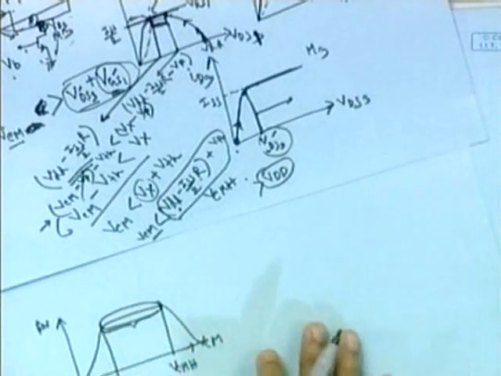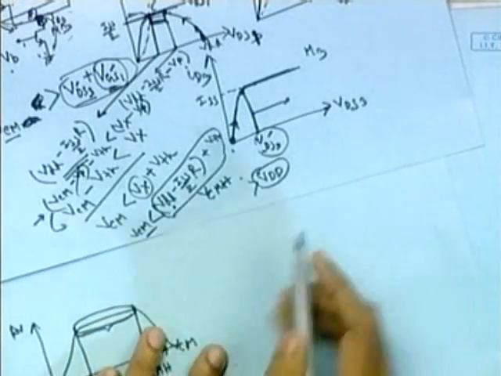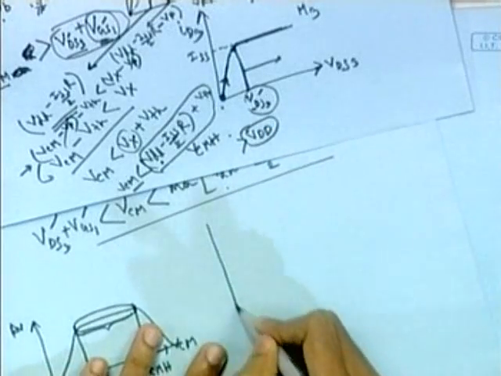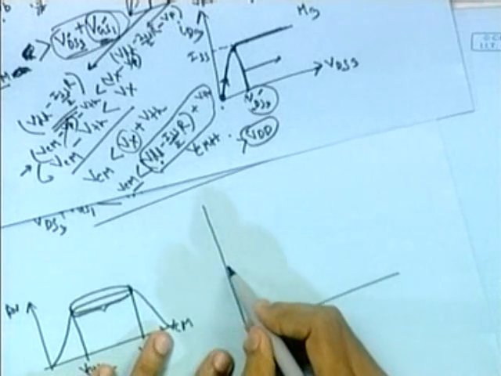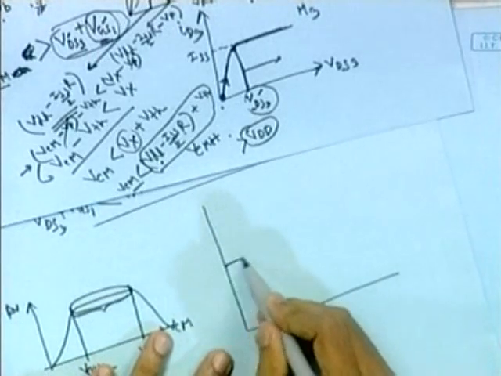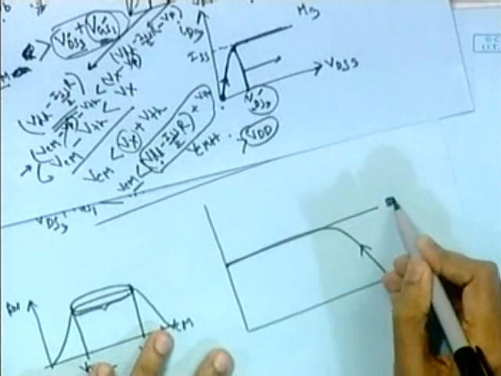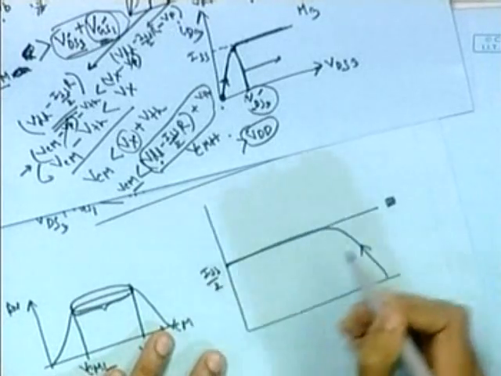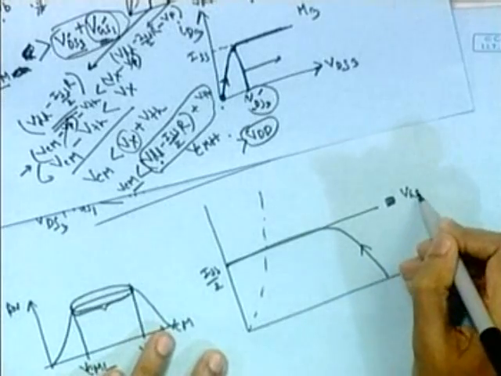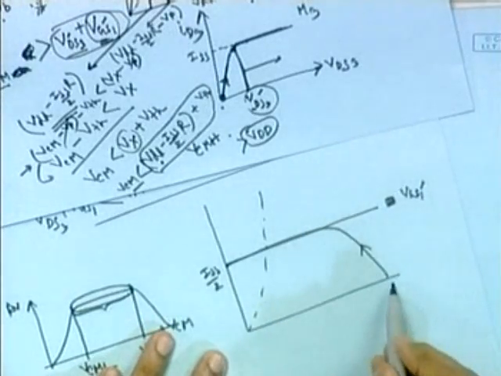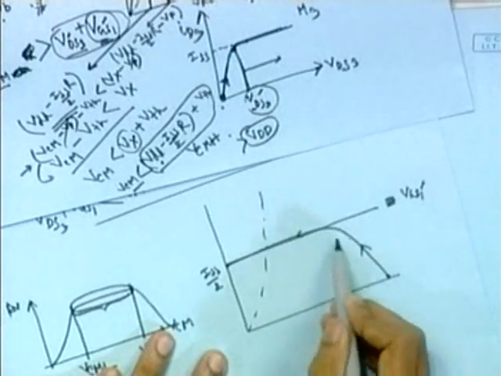So up to this it is clear. Now there is one more thing. Now we saw that for M1 and M2 it varies like this. This is ISS by 2. This is our triode saturation boundary. Call it VGS1 prime. So for common mode analysis, this is our common mode load line.